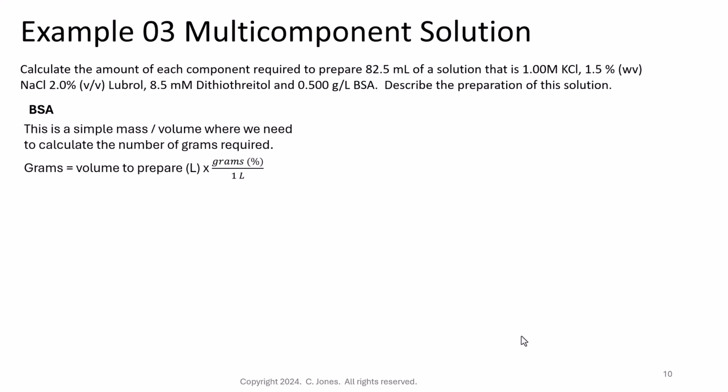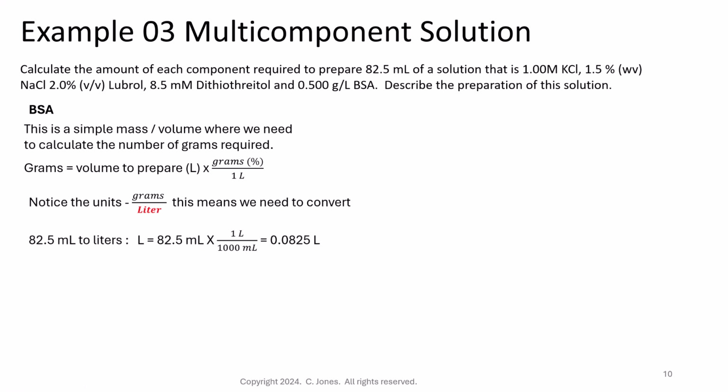All right, and in this case, the volume to prepare is in liters, so our denominator must also be in liters. And I apologize, the percent should not be here. It's just grams per liter. But I've recorded too long to go back and re-record this. So this percentage right here is wrong. Sorry about that. So notice the unit, grams per liter. So we're going to need to convert our 82.5 mLs to liters because we want our final value in liters. And so again, as before, this is 0.0825 liters.